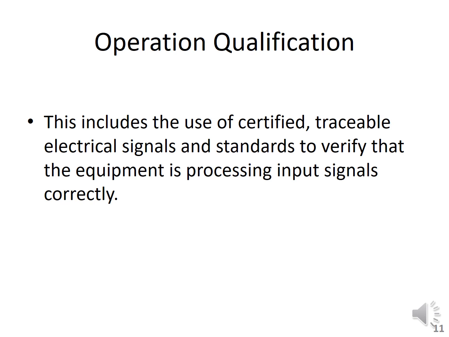Output input दोनों usually signals होते हैं बहुत सारी machines में, और बहुत सारी machines में जो उसका output होता है वो signal होता है, input नहीं होता. So we have variety of machines. Okay, so this includes the use of certified traceable electrical signals and standards to verify that the equipment is processing the input signals correctly, because in that case input and output both are the signals, so the operational qualification will be targeting the signals. So what we have to do is we have to process the input signals and we have to check that they are being processed correctly.